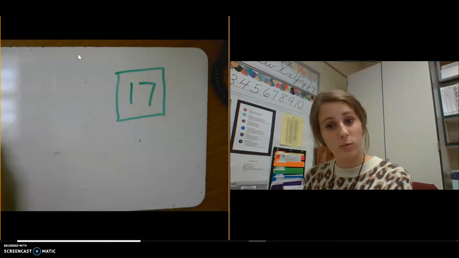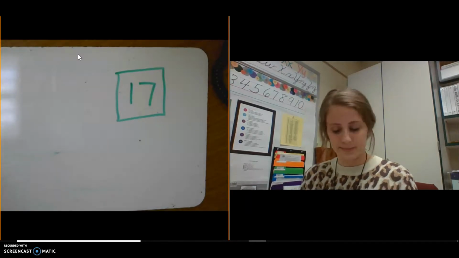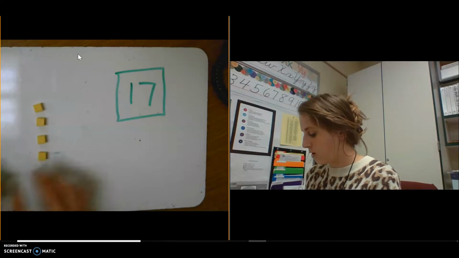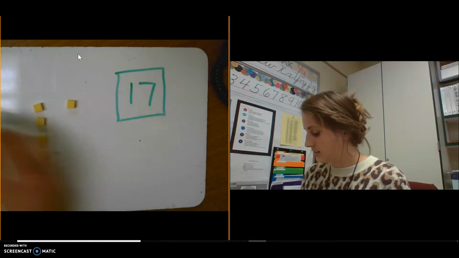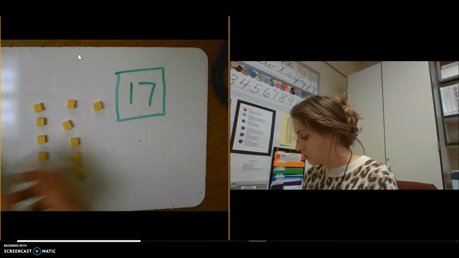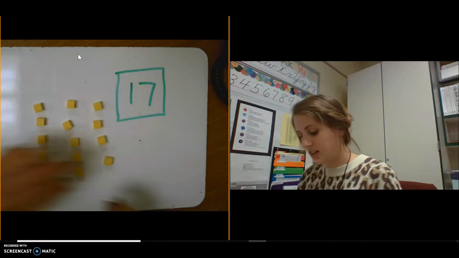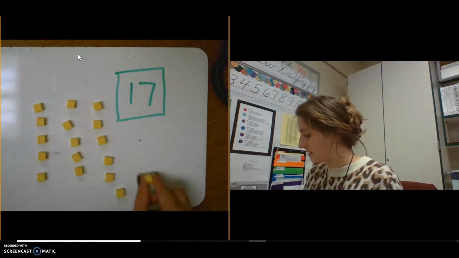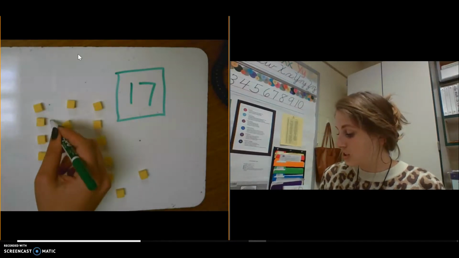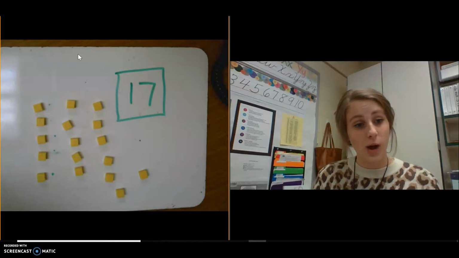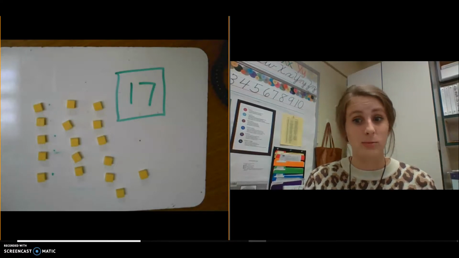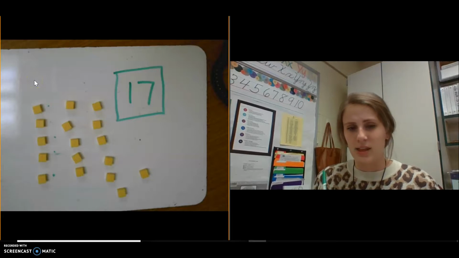ones cubes. So what about just ones cubes? Do you think we can do that? Let's try it. So we have 1, 2, 3, 4, 5, 6, 7, 8, 9, 10, 11, 12, 13, 14, 15, 16, 17. What do you think? Does it work? It does work because we know that each one just represents 1. So we can add or take away as many as we like, and it will help us come to our answer.